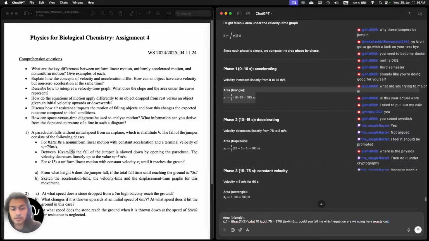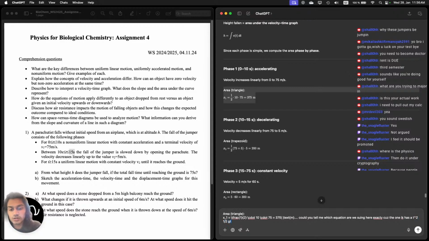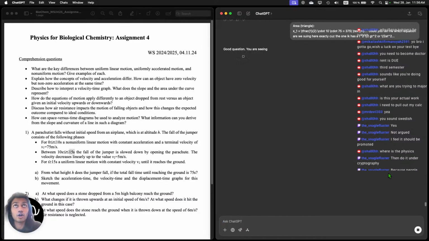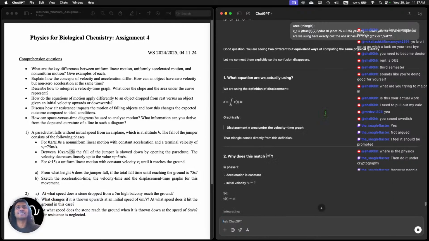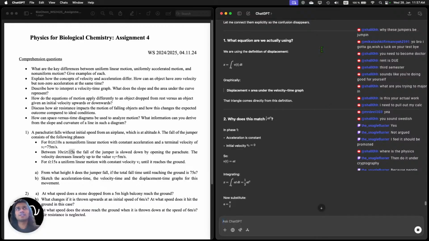Exactly, because the one I know has a t square: half g t square or half a t square. Now ChatGPT be like, oh, that's a good question. What did I say? What equation are we actually using?